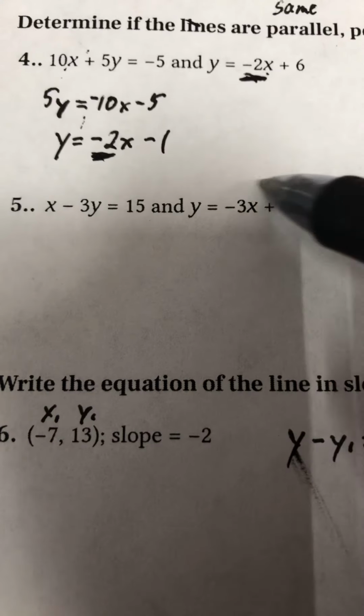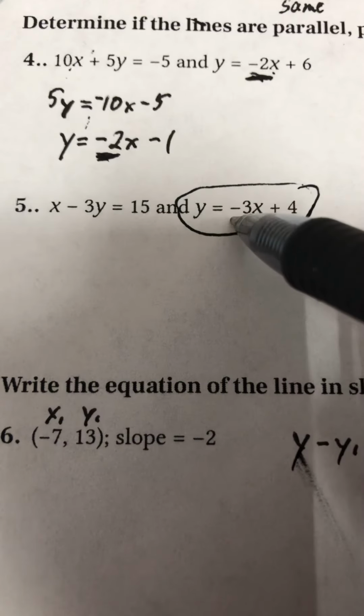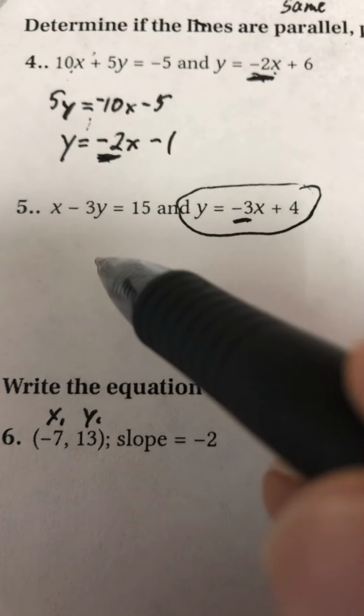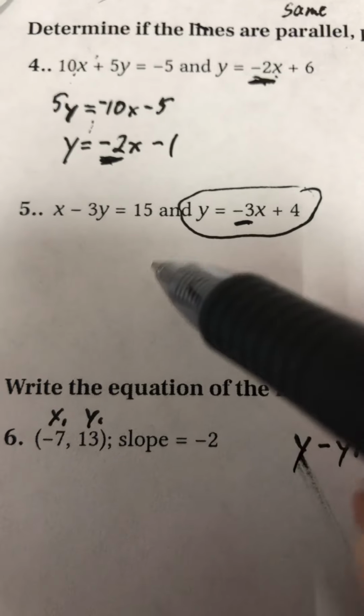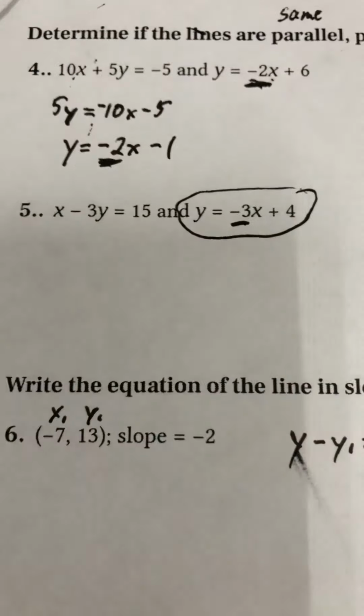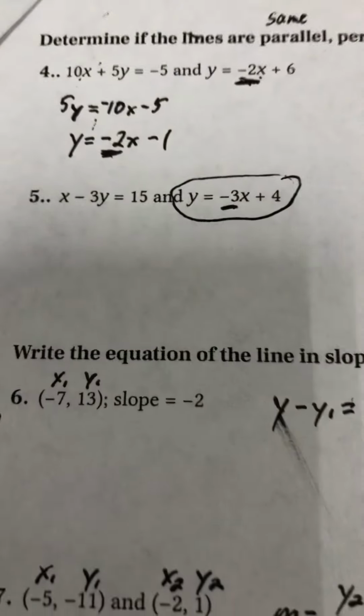This one is already in slope-intercept form. You see the slope right here is negative 3. Get y by itself over here. So subtract x from both sides and then divide both sides by a negative 3 and see what you get, okay? And tell whether it's parallel, perpendicular, or neither.